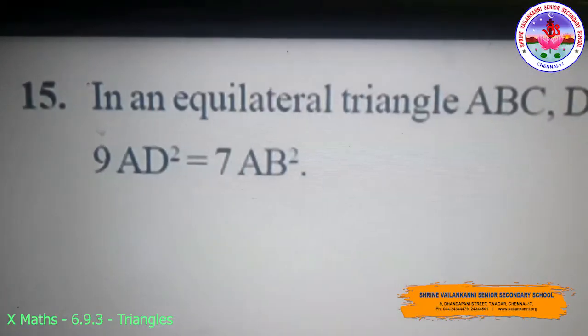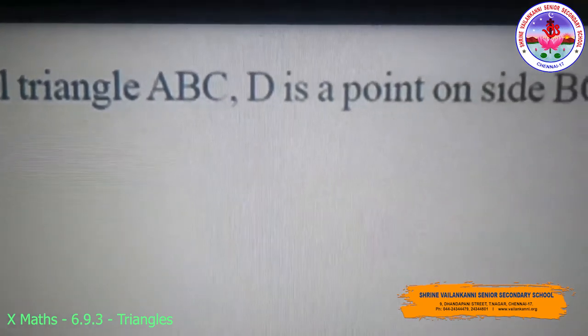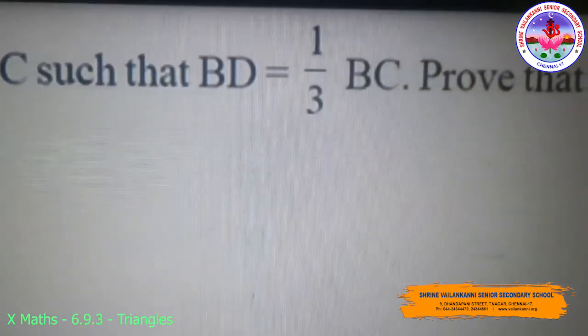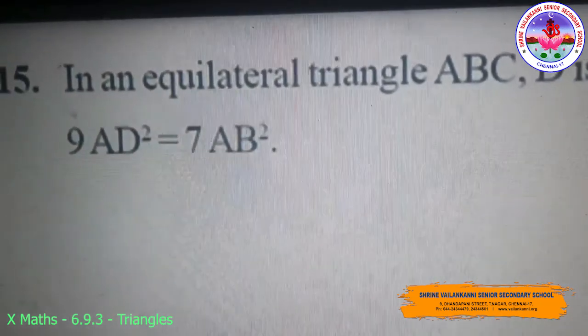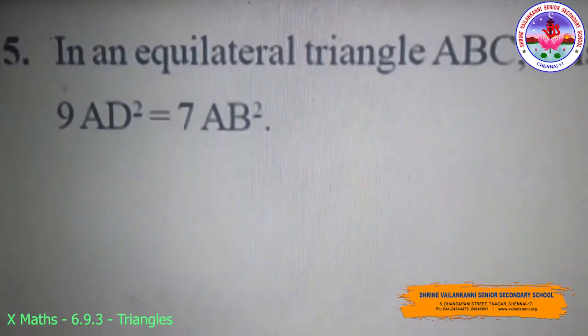15th problem. In an equilateral triangle ABC, D is a point on side BC such that BD is equal to 1 by 3 times of BC. Prove that 9AD square is equal to 7AB square.